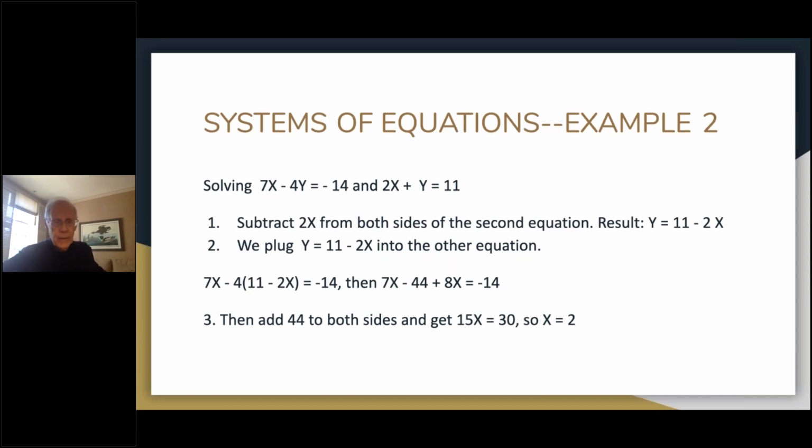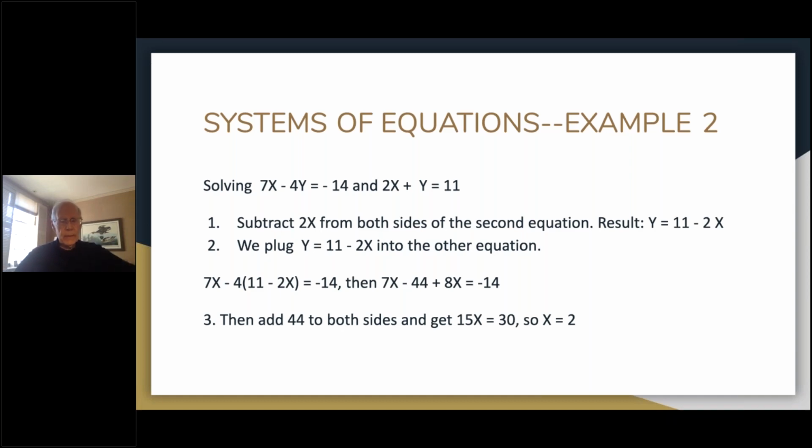If you look at the line below 2 there, that's what we're doing. That second equation is 7x minus 4y equals minus 14. So when we put 11 minus 2x in for y, we get 7x minus 4 times (11 minus 2x), all in brackets, equals minus 14. So we plugged it in.